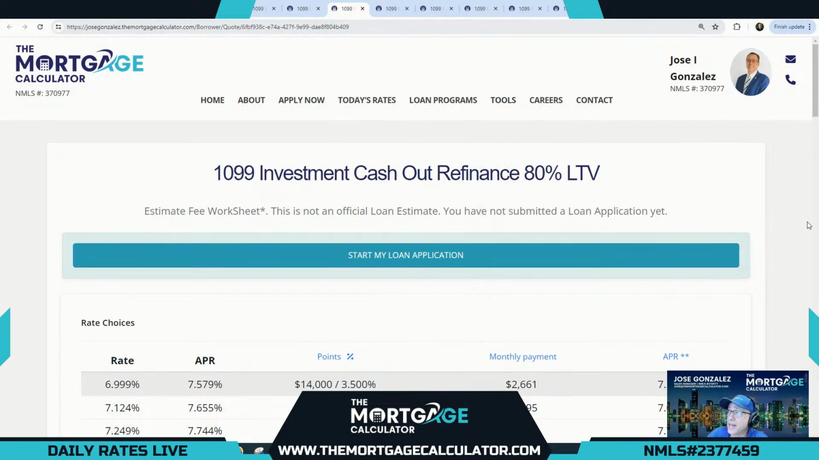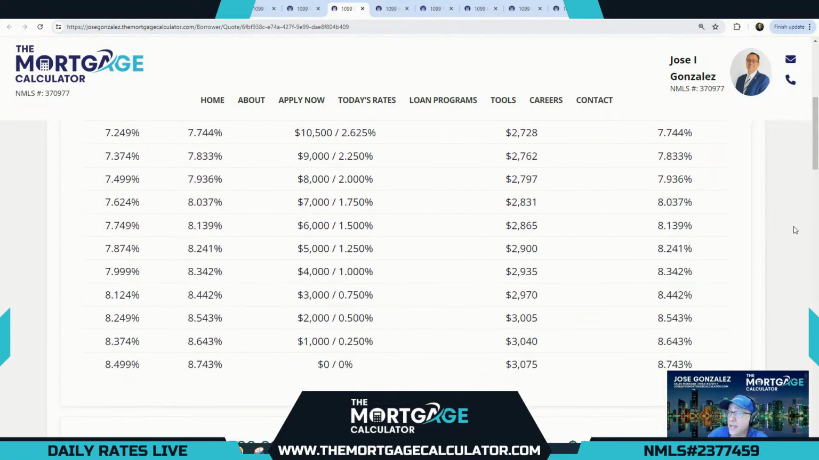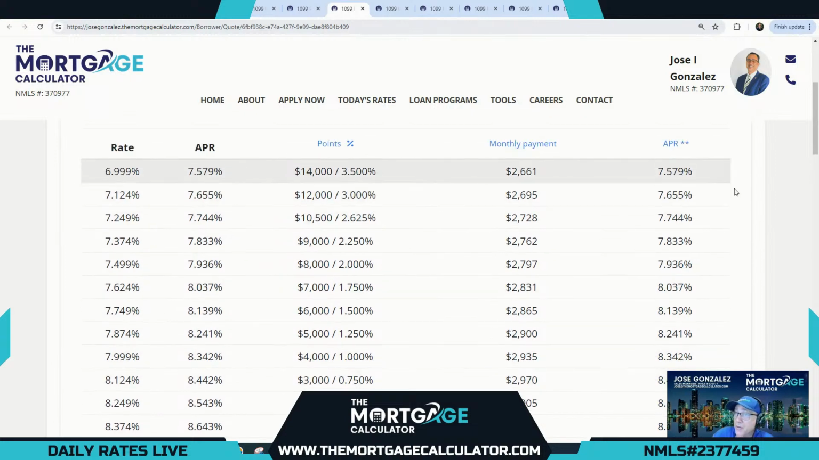And 80% LTV is the highest LTV for an investment property cash out refinance as well. And you do see some amazing rates here. 8.499 is our lowest cost option at par. And you can buy that down to 6.999 at a cost of 3.5 points.